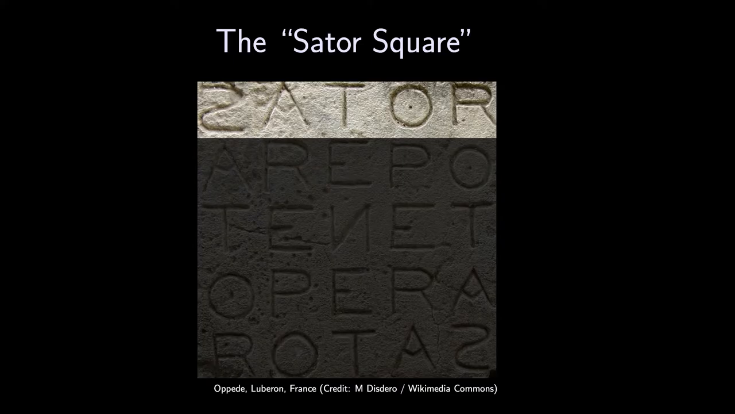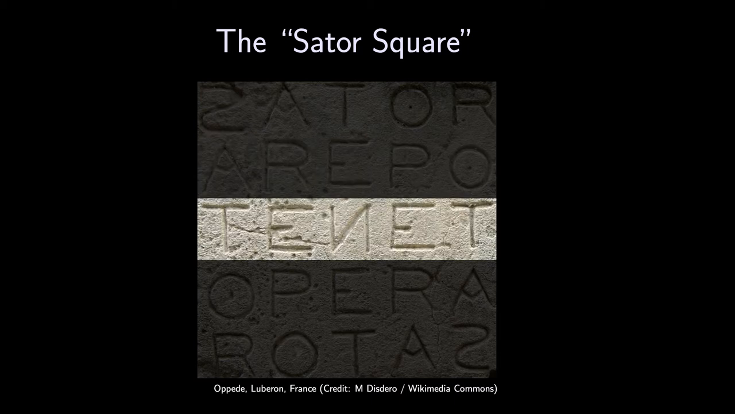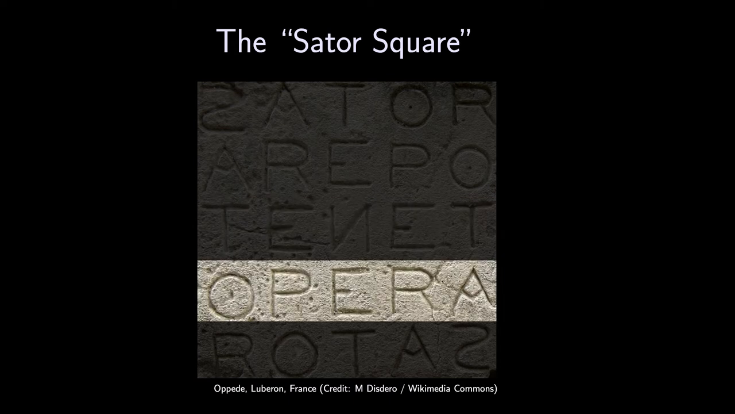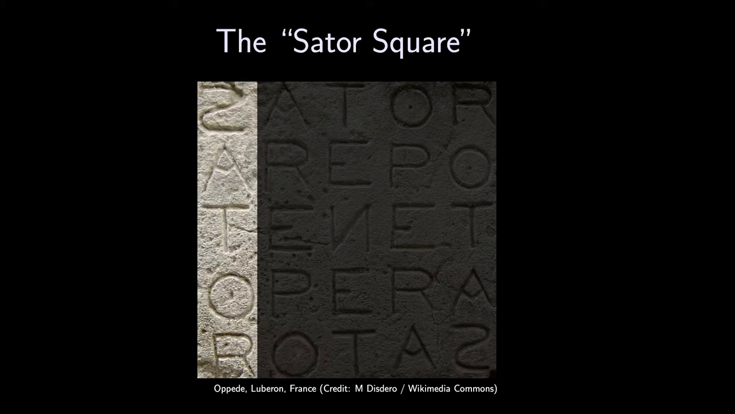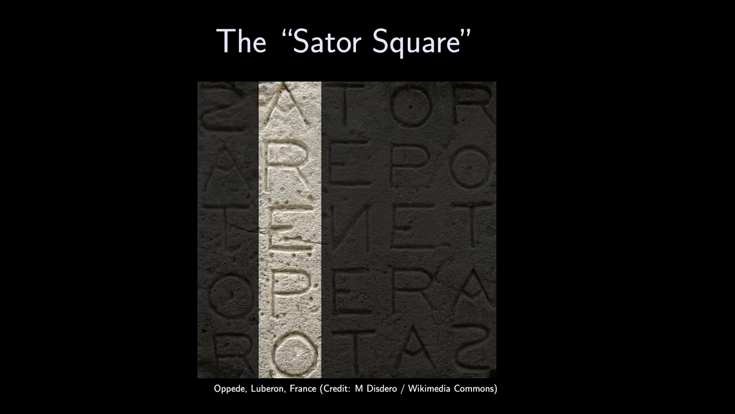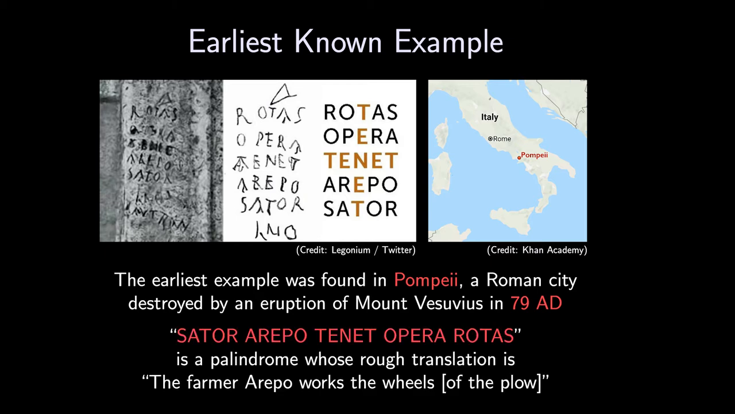In particular, I want to call your attention to a couple of the words on here. One is sator, arepo, tenet, right, while we're all here, opera, and rotas. These will all feature in the movie. The words also appear vertically as well. So this is the first known example of the Sator Square. Again, this was found in Pompeii. It was graffitied on a wall. There's the city of Pompeii on a map, if you don't know. Its closest translation is the farmer, arepo, works the wheels, presumably of the plow.